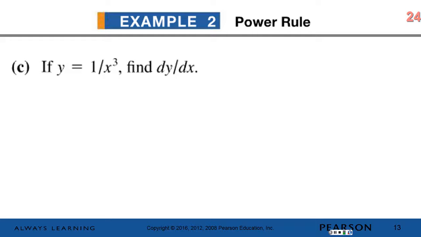What if it's y equals 1 over x to the third? Now, I don't have a rule for 1 over x to the third, but how could I make that into something where I have a power without it having to be in a denominator? That's right, it's x to the negative 3, so what's dy dx? Don't worry about simplifying it. Okay, negative 3x to the negative 4.